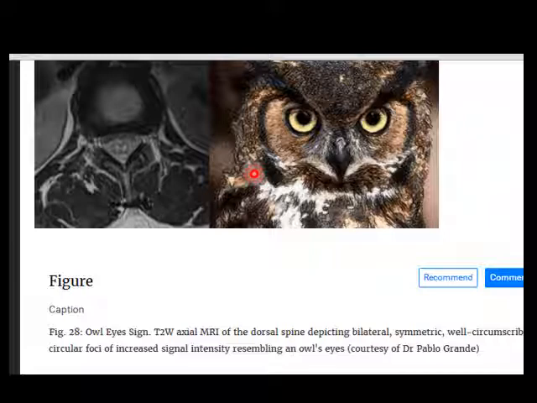I want to remind you regarding owl, there is another sign related to these very nice eyes, which is called the owl eye sign, not winking sign. We can see hyperintensities in the anterior horn cells bilaterally, and this is a sign of spinal cord infarction, anterior spinal cord syndrome.